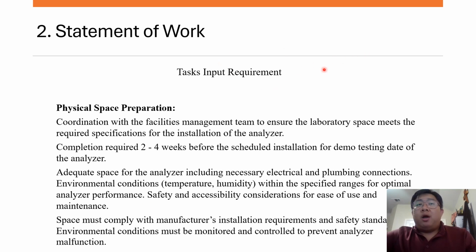Task input requirements. We have three different task input requirements. The first one is physical space preparation, coordinated with facility management. It is one of the first things we have to look at, and the completion is required 2 to 4 weeks before the scheduled installation. The space is required to comply with the manufacturer's installation requirements.